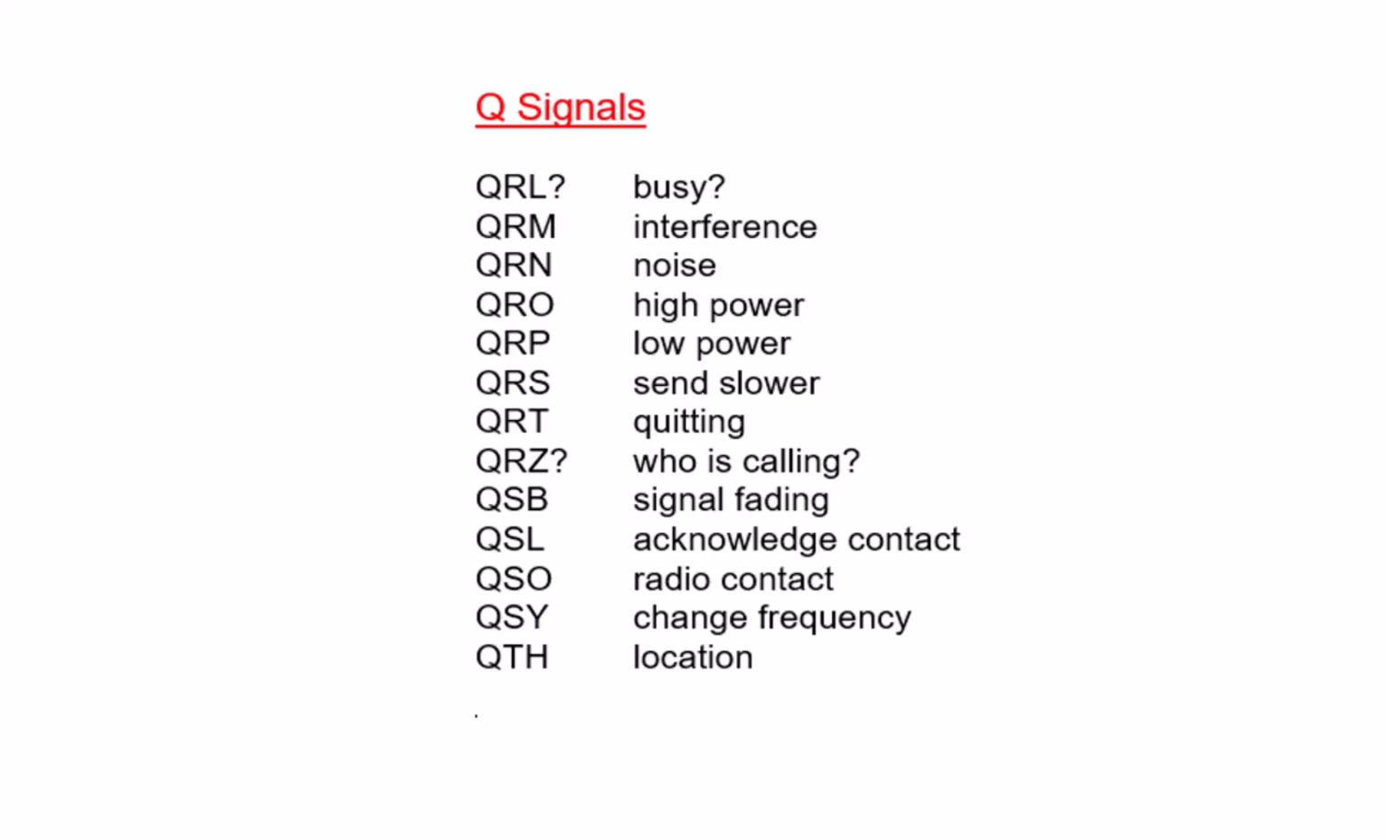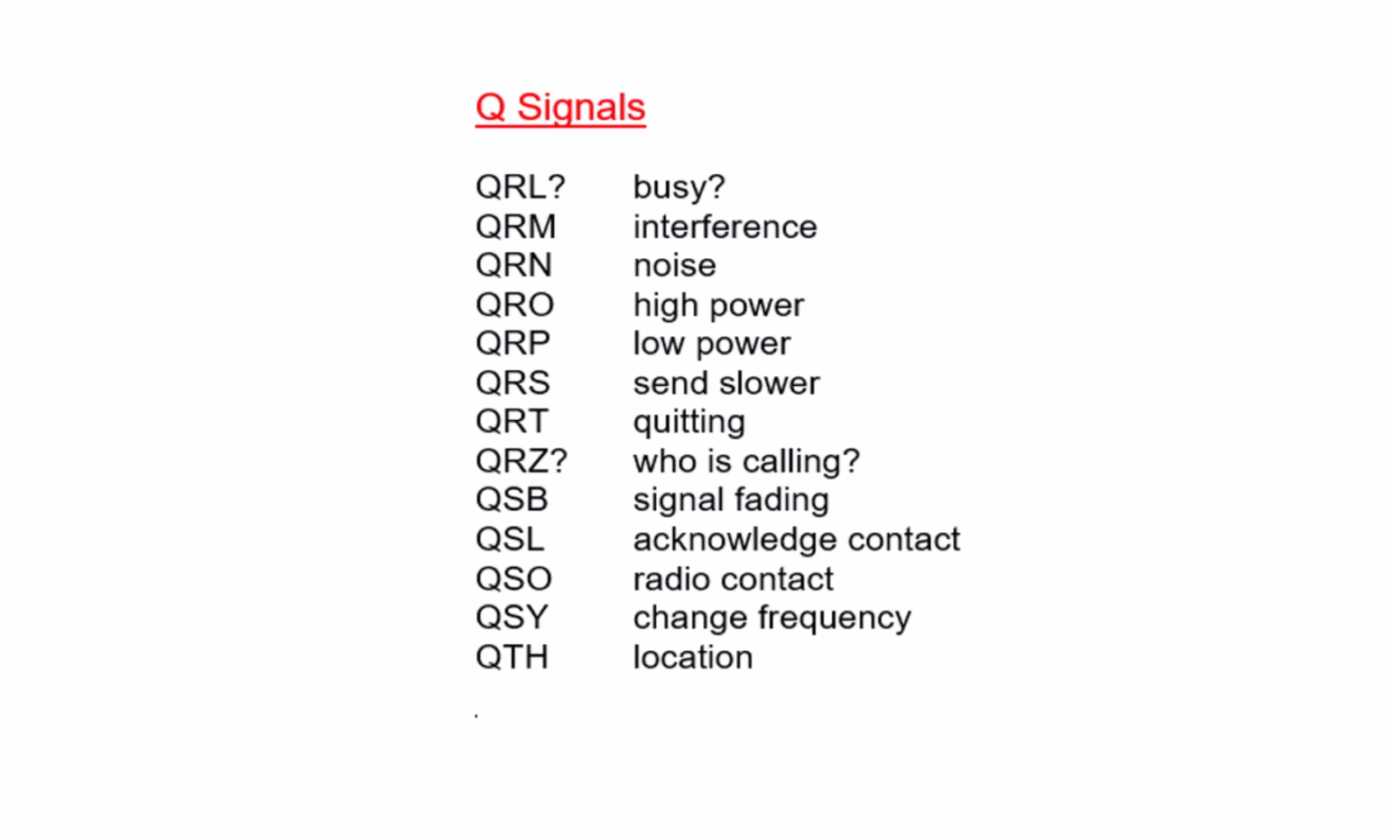QRO is high power, QRP low power. QRS you might send to somebody to ask them to send slower. If they're sending CW and it's too fast, you could send QRS and they'll slow down. QRT means you're quitting. QRZ is who is calling me. QSB, signal is fading. QSL, acknowledging the contact. In fact, a lot of hams, I love doing this, send QSL cards, postcards, after a contact to signify that they made the contact on the air, and these are called QSL cards.